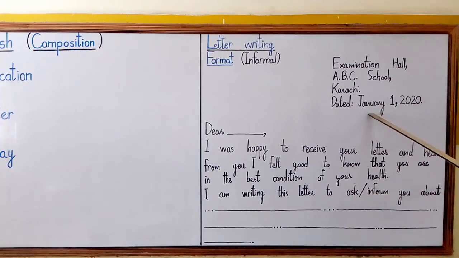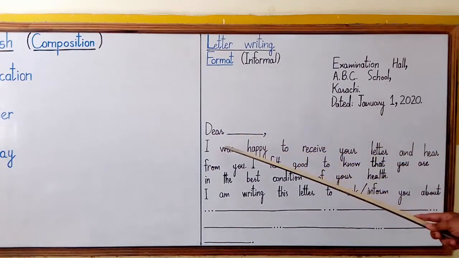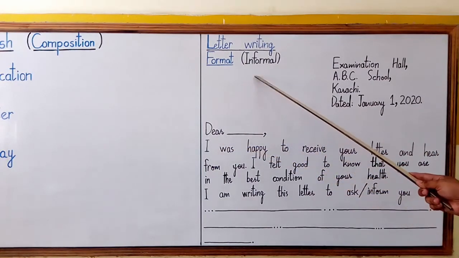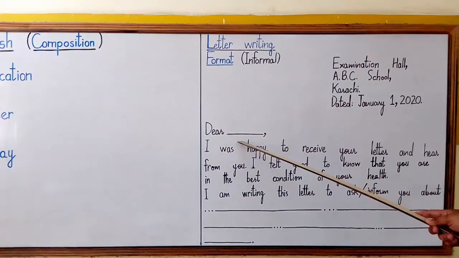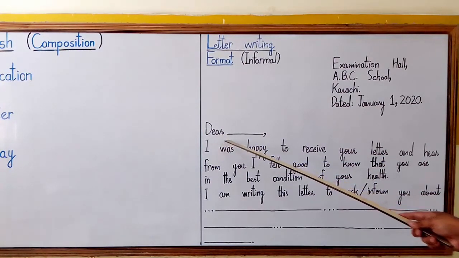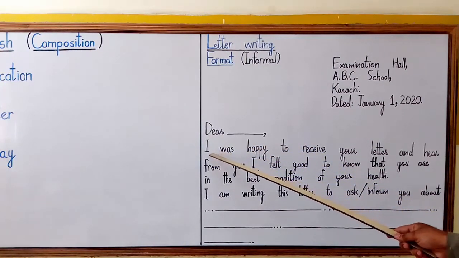Again I am telling you, I am writing an exemplary date here. If you are writing a letter on any specific date, you are going to mention that date here. Then you will skip one line and write the salutation. In an informal letter, you write dear brother, dear sister, dear uncle, dear aunt, dear father, or dear mother, etc. Then you will start the paragraph of greeting in the body.